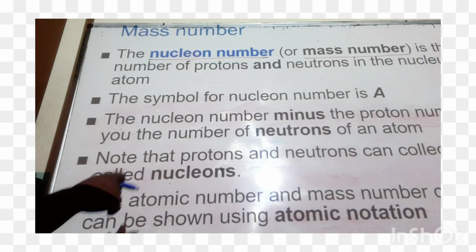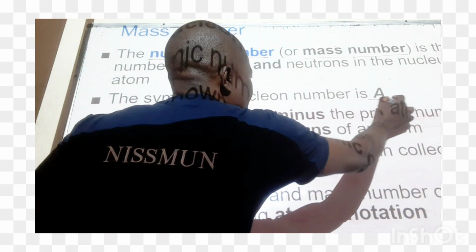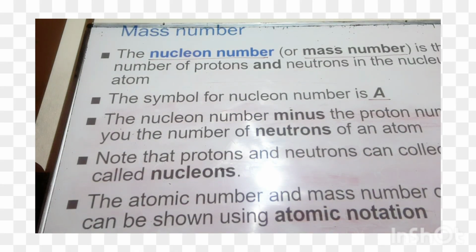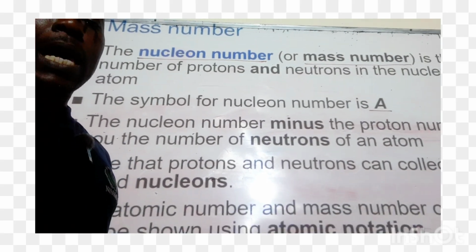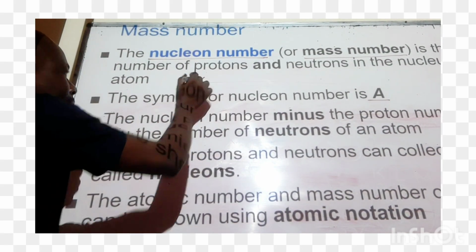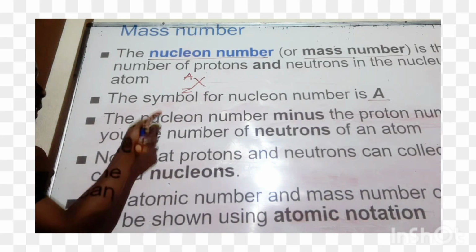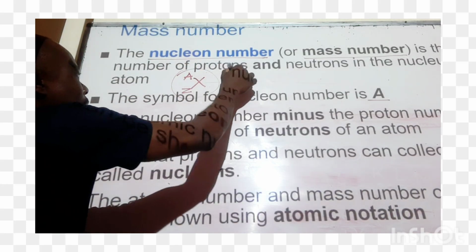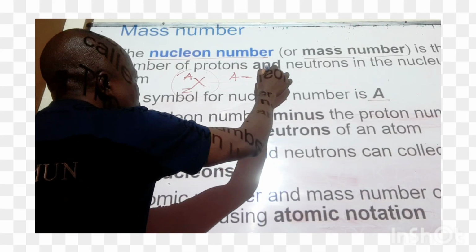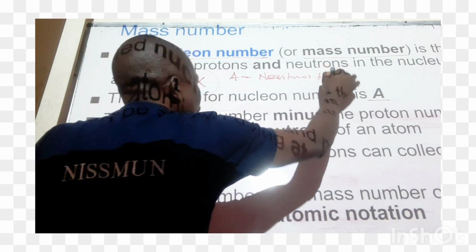So the mass number of an atom is denoted by the letter A. We use A to denote the mass number of an atom, such that if we have an atom X, we can say that the mass number is A and the atomic number is Z. This represents a typical atom. A equals neutrons plus protons.